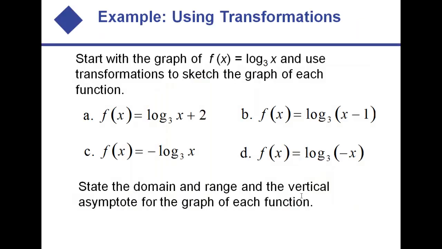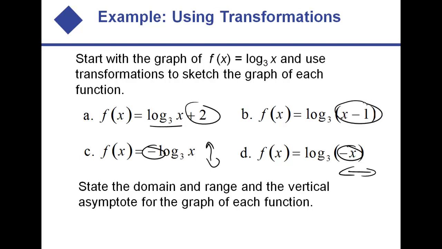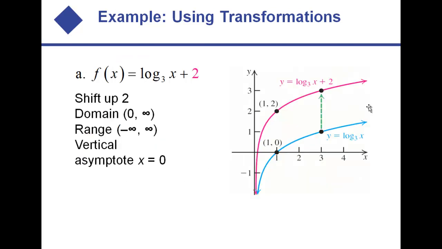We can graph things using our information and our knowledge of transformations. If we know what log base 3 of x looks like, then the plus 2 is just going to move it up by 2. We know that the minus on the outside flips it north to south. We know the minus on the inside flips it east to west. And we know that the minus 1 on the inside shifts it left or right, in this case to the right by 1. So there's our first example, shifted up by 2.